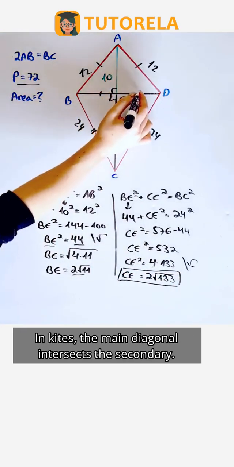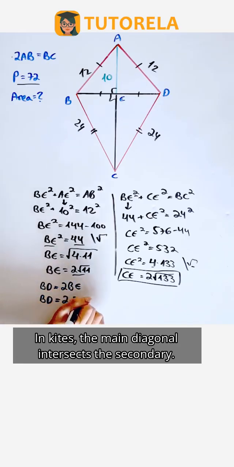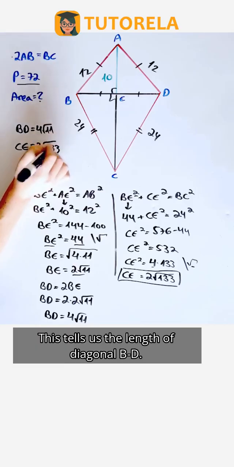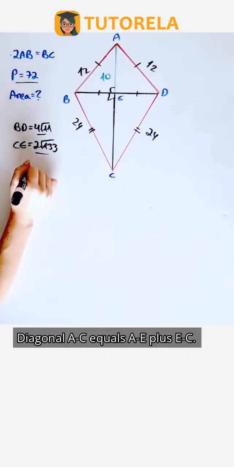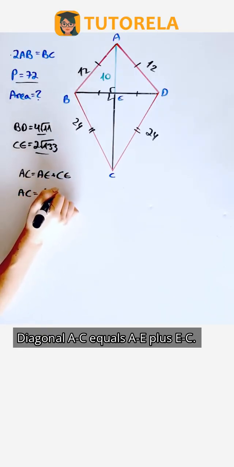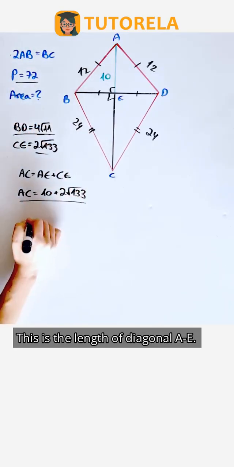In kites, the main diagonal intersects the secondary. This tells us the length of diagonal BD. Diagonal AC equals AE plus EC. This is the length of diagonal AE.